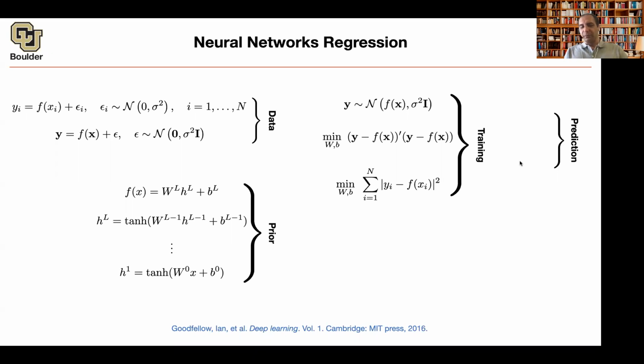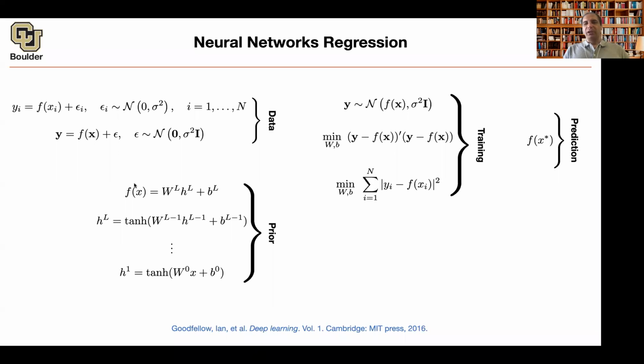And then once the parameters are learned, the rest of it is very easy. Somebody gives us X star and wants to know what is the value of F at that new point, which is not part of your training data. You just take X star and push it through your neural network and report the value.